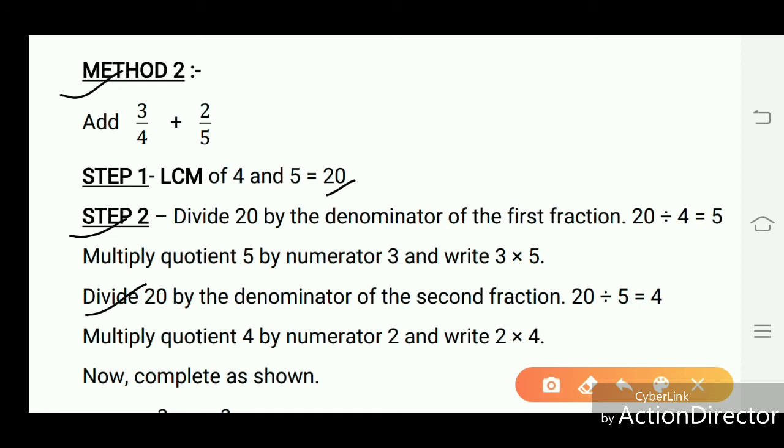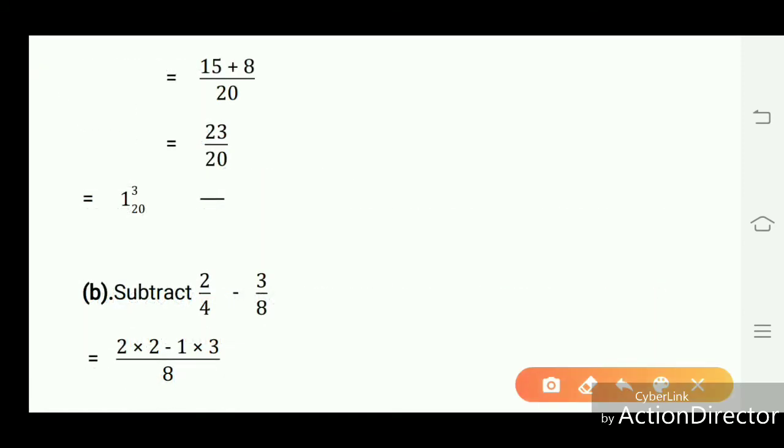Now divide 20 by the denominator of the second fraction. 20 divided by 5 and we get quotient 4. Multiply quotient 4 by numerator 2 and write 2 into 4. Now complete as shown. Now it looks like that: 15 plus 8 upon 20. When we add 15 plus 8, we get sum 23 upon 20. Because it is an improper fraction, we write it as a mixed number, 1 whole 3/20.